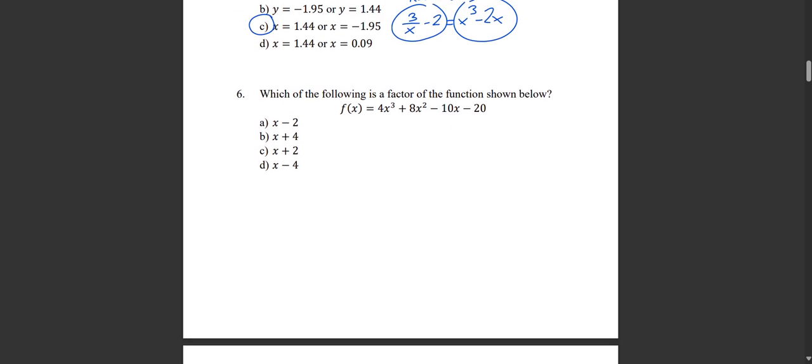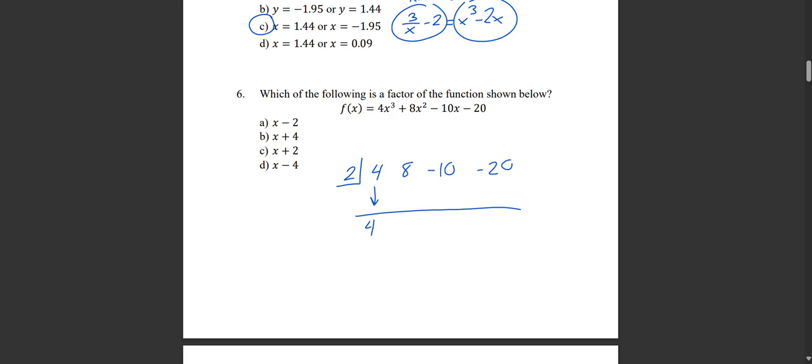Number 6, which of the following is a factor of the function shown below? There are a lot of ways to go about this. So, of course, you could test each one out with synthetic division. So if I was to test out x minus 2, I would put 2 in the fortress, and then 4, 8, negative 10, negative 20, drop down, and I would do my synthetic division. And if there was a remainder, then it did not divide nicely. It is not a factor of the function. If there's no remainder, it divided nicely, and that is a factor.